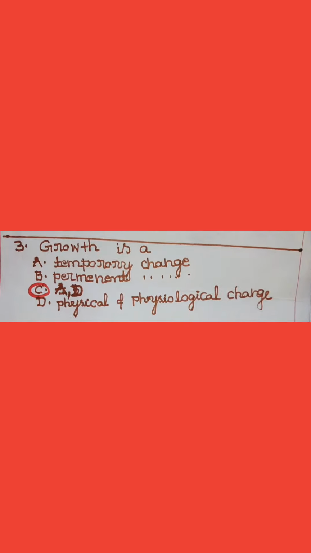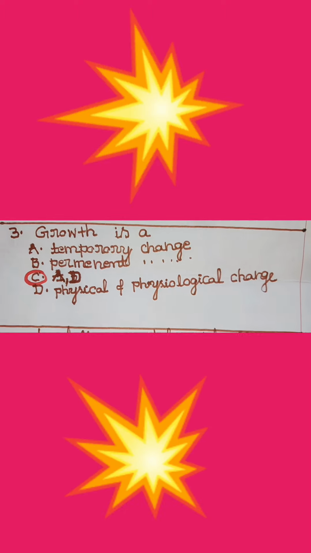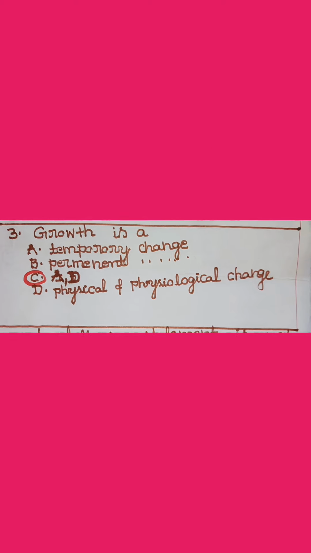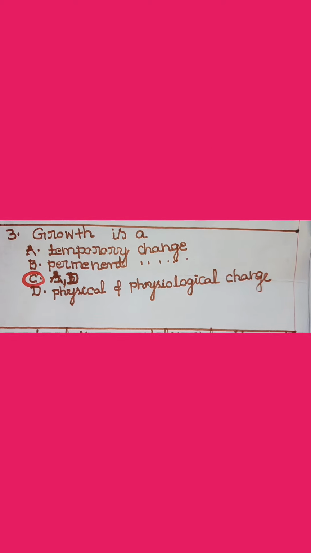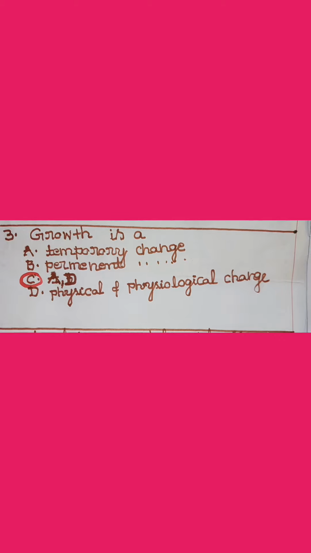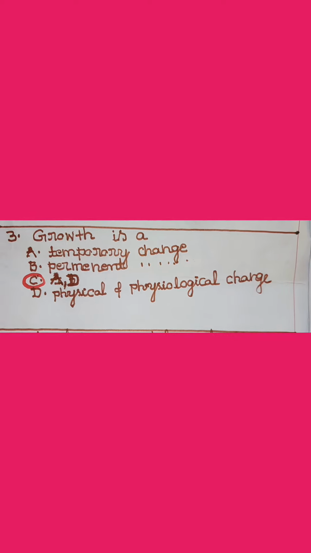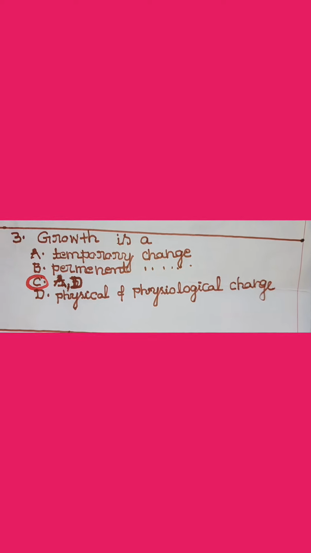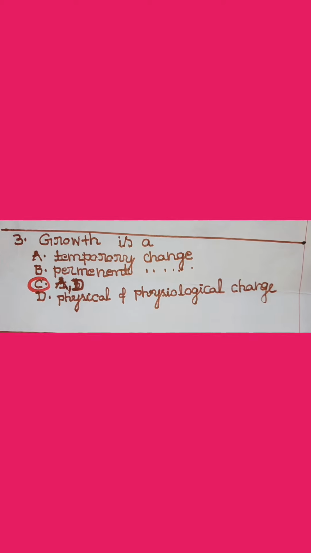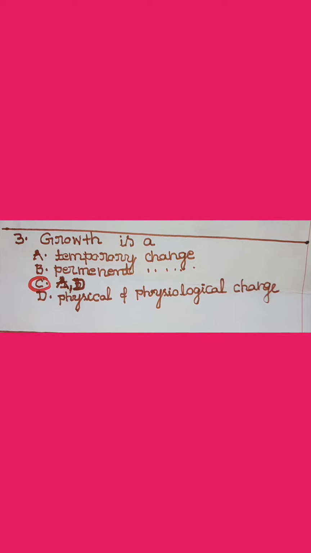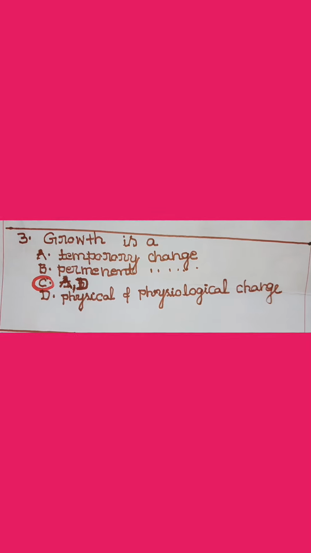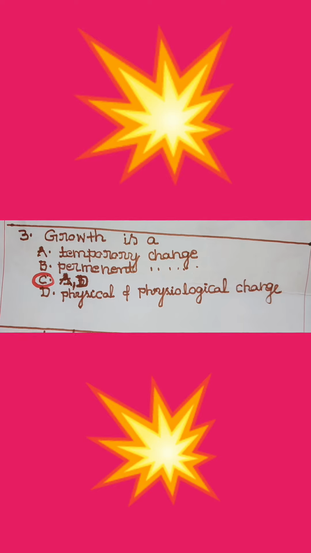And next, question number 3. Growth is: A. Temporary change. B. Permanent change. C. A and D. D. Physical and physiological change. I am once again repeating the question. Growth is: A. Temporary change. B. Permanent change. C. A and D, temporary change and permanent change. D. Physical and physiological change.